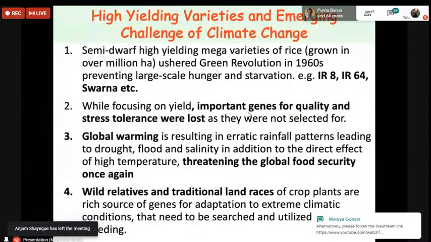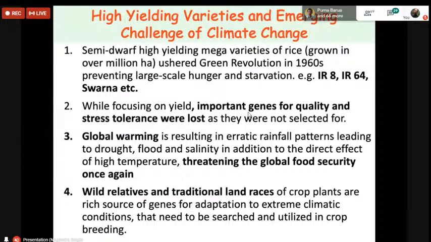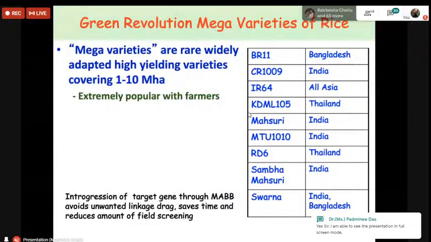And then because of the challenge of global climate change, erratic rainfall, then temperature rise, we need to put these traits also into varieties because they are highly sensitive to those things, as they were not selected for those. They were only selected for high yield under high input condition. So the wild relatives and traditional landraces of crop plants, here in case of rice, are a very rich source of such genes.